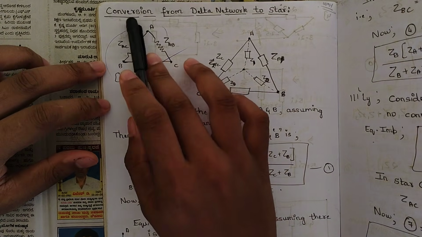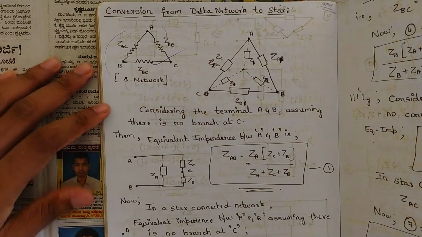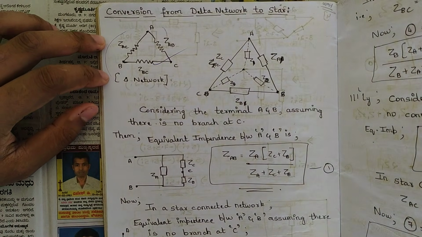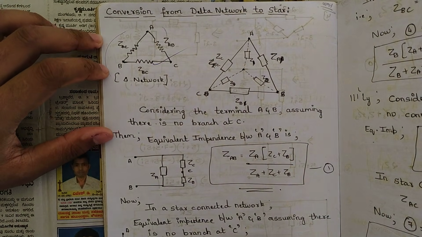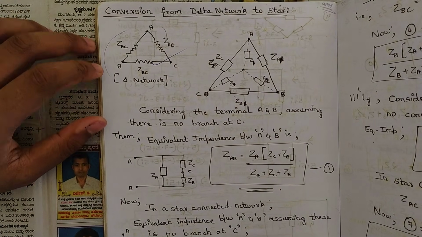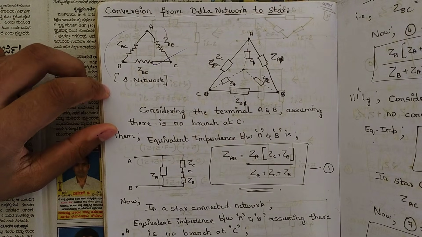The name of the concept is conversion of delta network to star network, and also we have one more derivation of conversion of star network to delta network. Okay, the derivation would be asked for 10 marks. You cannot be neglecting the derivation part. It's very easy.